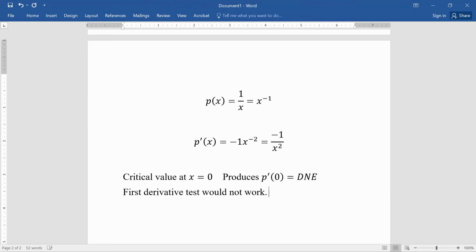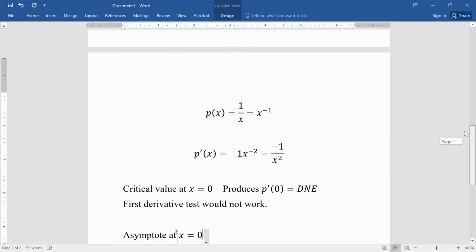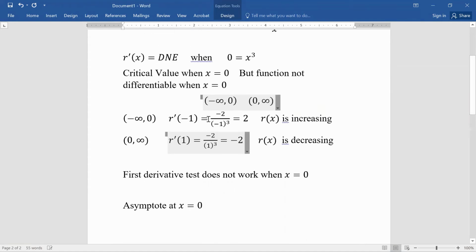This p of x equals 1 over x does also have an asymptote at x equals 0. So we do have a critical value, but it produces an asymptote, just like previously our critical value produced an asymptote. Now, all of this stuff is still true. Don't forget, r of x is still increasing from negative infinity up to 0, and r of x is still decreasing from 0 to infinity. We could do the same thing down here.